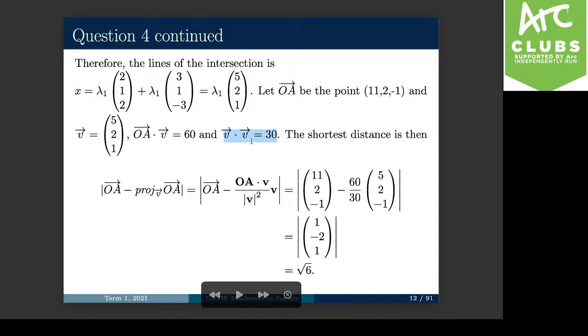And then you just simply sub it in, and then it will be 60 over 30, and then (1, 1, 2, minus 1) minus (2, minus 10, minus 4, plus 2). So you get (1, minus 2, 1), and then with the absolute value, it will be the square root of 1 squared plus 2 squared plus minus 2 squared plus 1 squared, and you get square root 6. Yep.